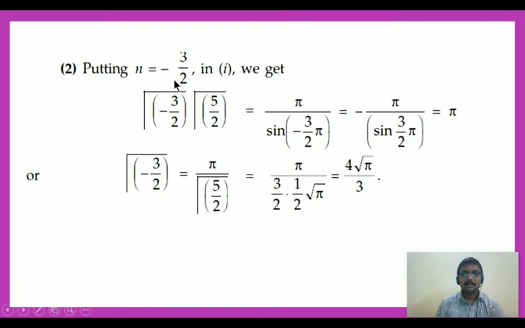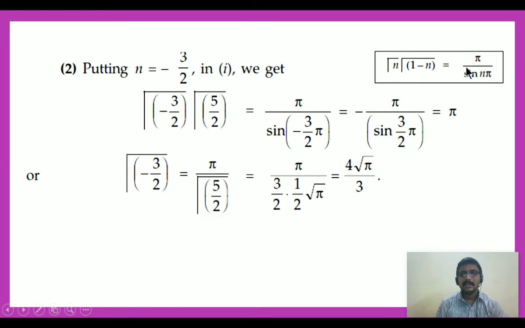Now another, for this we have to put n equal to minus 3 by 2. So we will have gamma of n into gamma of 1 minus n is pi by sine n pi. Just we have to replace n as minus 3 by 2 in this formula. So gamma of minus 3 by 2 into gamma of 1 minus of minus 3 by 2. But 1 minus of minus 3 by 2 is 1 plus 3 by 2. But 1 plus 3 by 2 is 5 by 2.